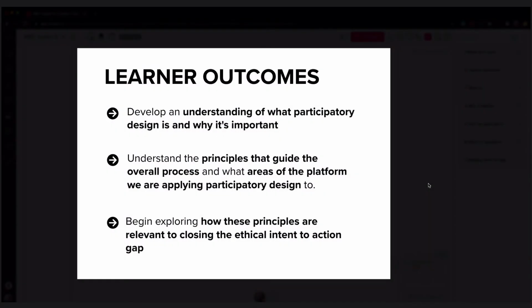In this final lesson of the Making Better Together course, it's really about helping you to develop an understanding of what participatory design is, why it is important to what we're aiming to do with Greater Than Learning, and how we'll be using it to evolve the platform. We'll then explore together how these principles are relevant to closing the ethical intent to action gap.